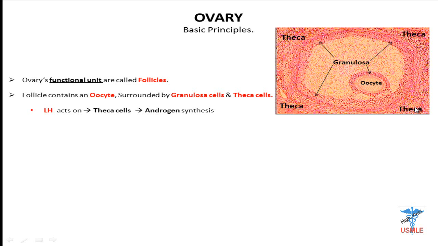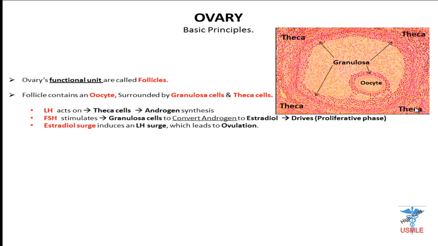Okay? Now, LH acts on theca cells, which induces androgen synthesis. And FSH stimulates granulosa cells, which are then going to convert the androgen made by the theca cells into estradiol. Now, this estradiol drives the proliferative phase of the endometrial cycle. Estradiol surge induces an LH surge, which leads to ovulation.